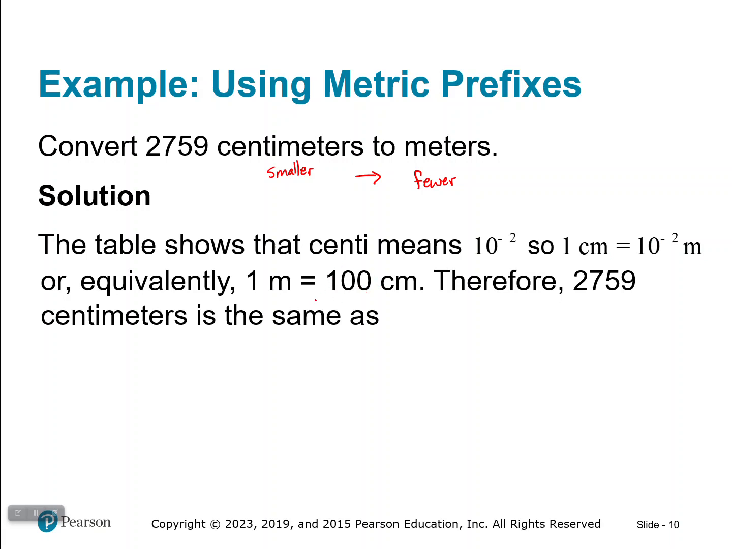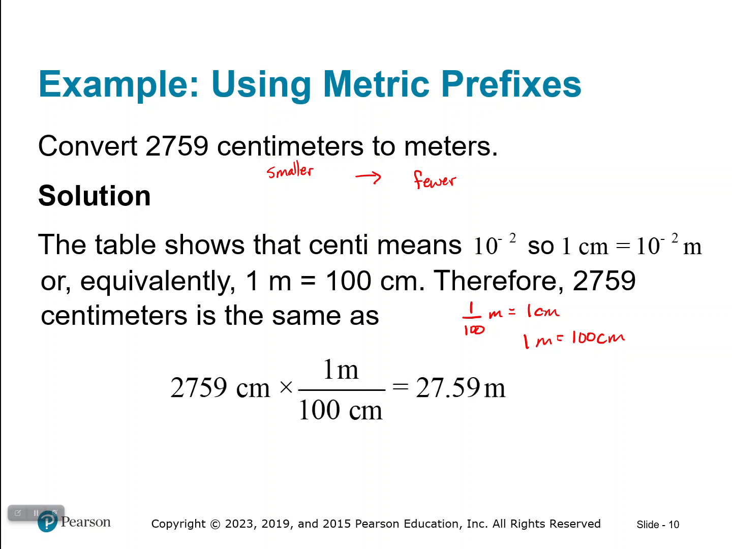1/100th of a meter is 1 centimeter. And if we multiply both sides, we'll get 1 meter equals 100 centimeters. There we go. Therefore, 2,759 centimeters is the same as, and I don't believe this one actually takes the time to cancel it out, 27.59 meters. Centi is 100, so we just divide by 100, move our decimal place twice, and that's a lot easier than, say, converting yards to inches or inches to yards, right? There's weirdness going on. It's not just moving a decimal point.